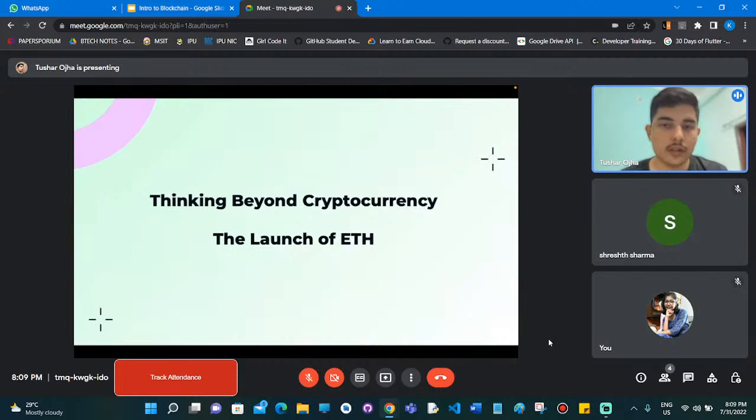Okay, so we're going to talk about thinking beyond cryptocurrency. Blockchain is not limited to cryptocurrency. That was one of the beliefs which the Ethereum founders had, that blockchain could be used for many more things than just money and payments. Payments is one subset of the usage of blockchain. There are a couple of things more which could be done. That's what we're going to discuss now.